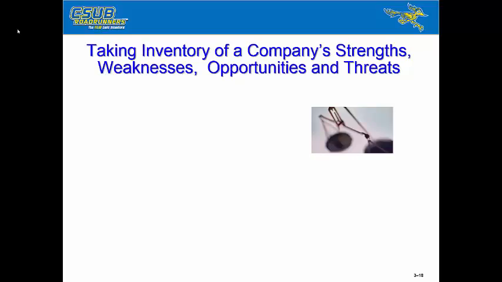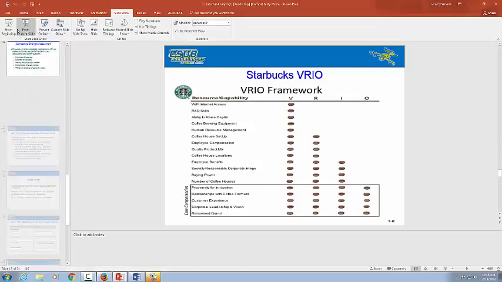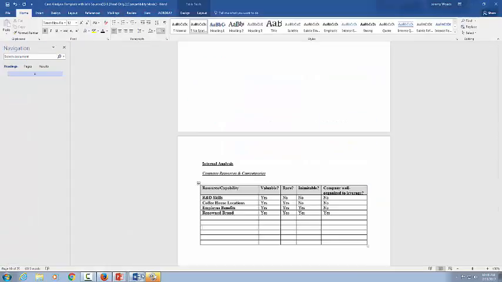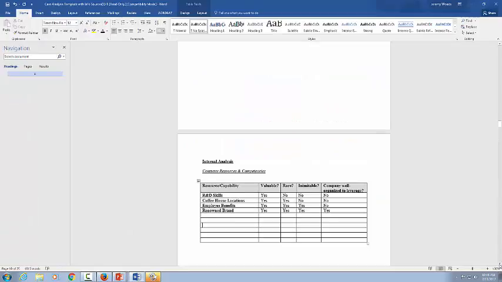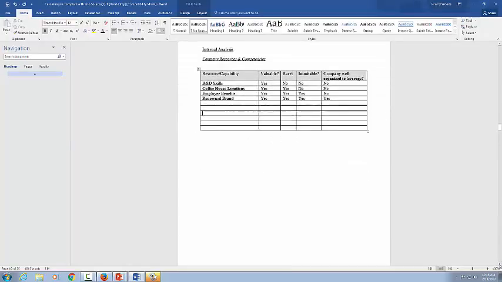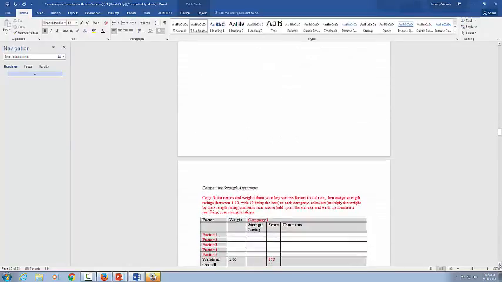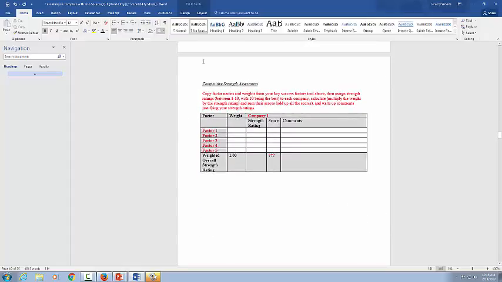So before we talk about SWOT analysis, let me go back to the case analysis document again. Competitive strength assessment is the next thing that I want you to do, and you'll notice the instructions here. Copy factor names and weights from your key success factors tool above. Then assign strength ratings between 1 and 10, with 10 being the best, to each company.